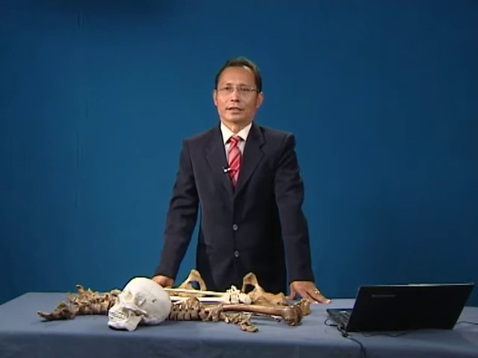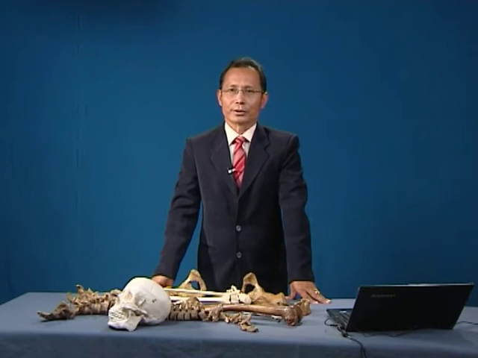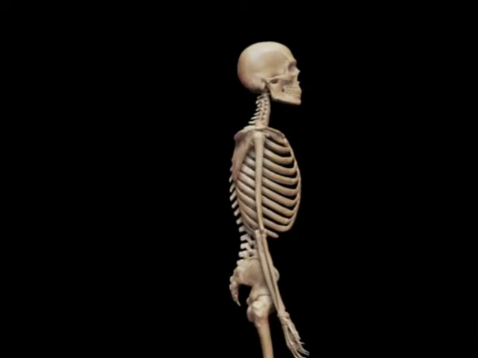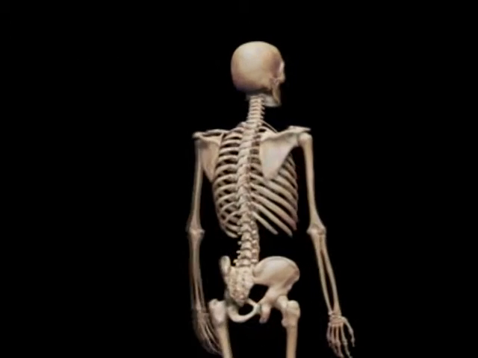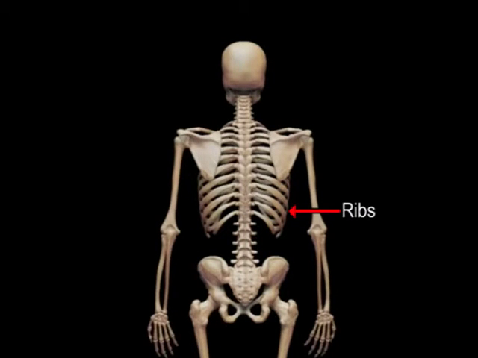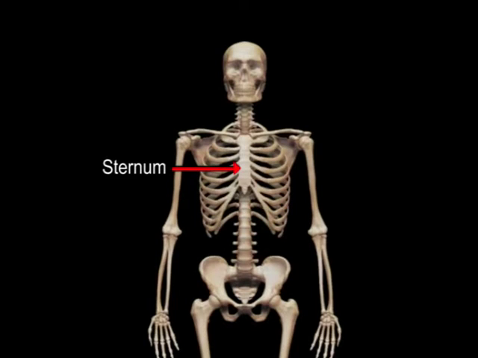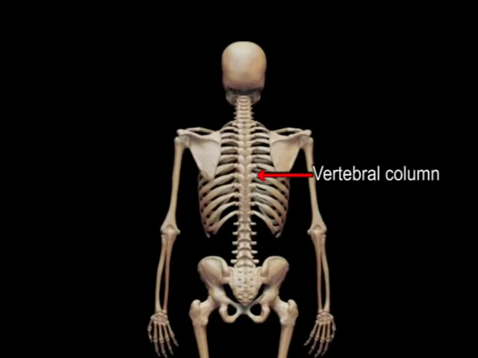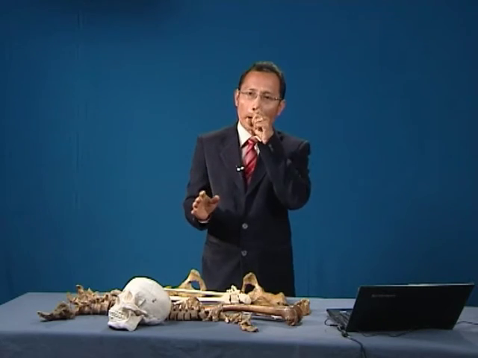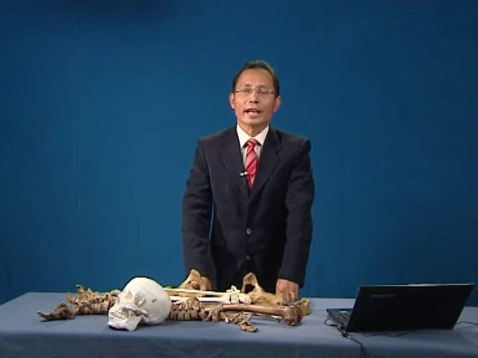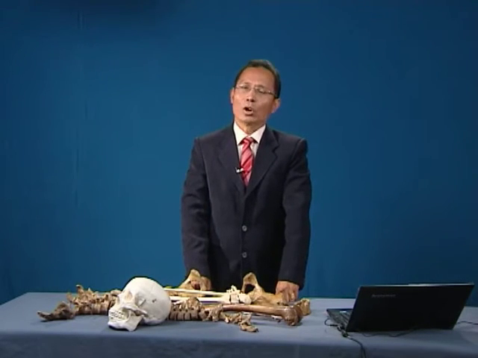The axial skeleton constitutes the bones of skull, then bones of thorax, that is the ribs, sternum, and vertebral column. This axial part of the skeleton altogether has 80 bones. So out of 206, 80 are axial bones, and the remaining 126 bones constitute our appendicular bones.